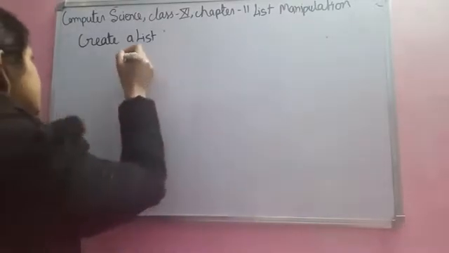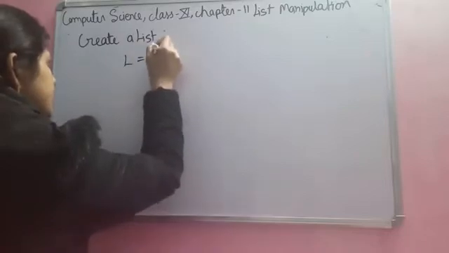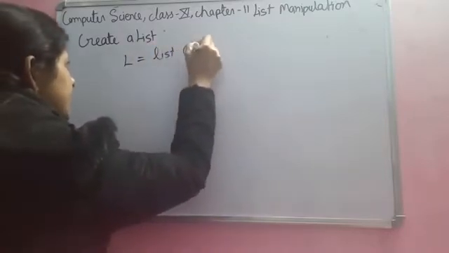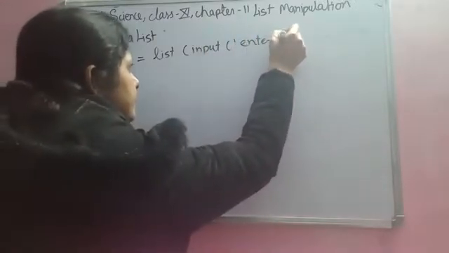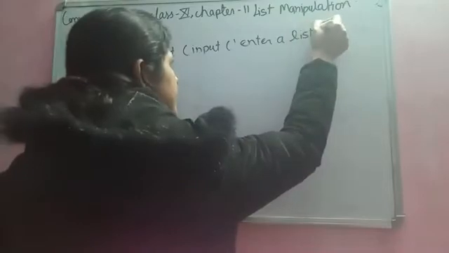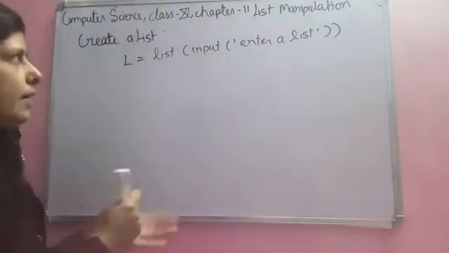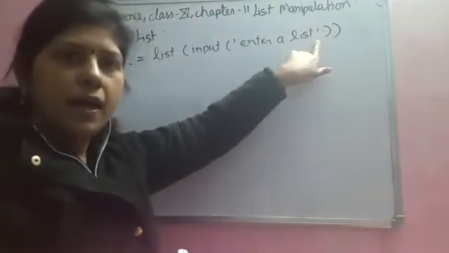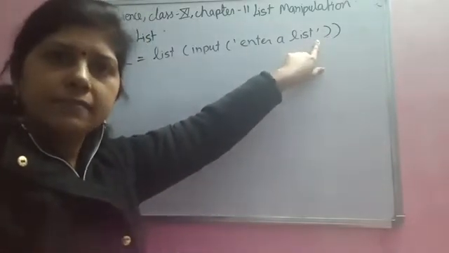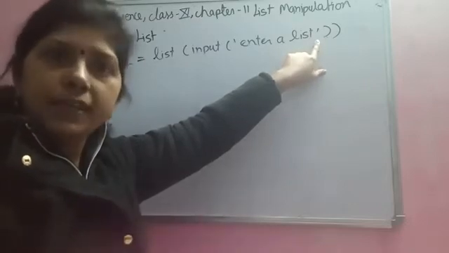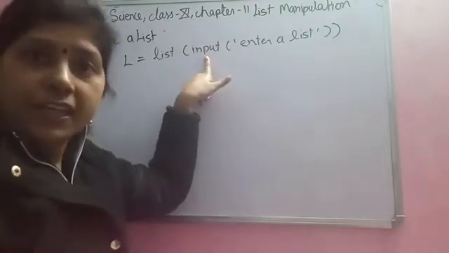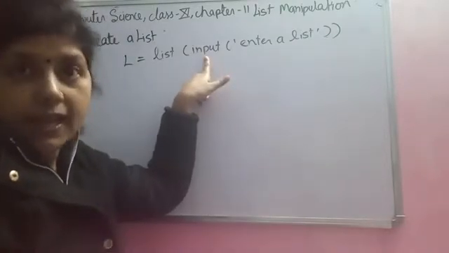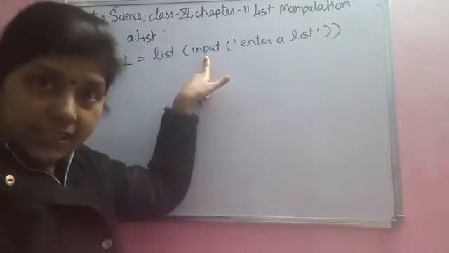मान लीजिए मैंने दिया L इज इक्वल टू लिस्ट इनपुट, एंटर अ लिस्ट. अब ये मैसेज प्रिंट हुआ. आपने कोई भी एक वैल्यू इनपुट की. अब ये आपको पता है कि जो इनपुट कीवर्ड है वो रिटर्न करता है एक स्ट्रिंग, यानी जो भी वैल्यू आपने दी उसने एज अ स्ट्रिंग ली.